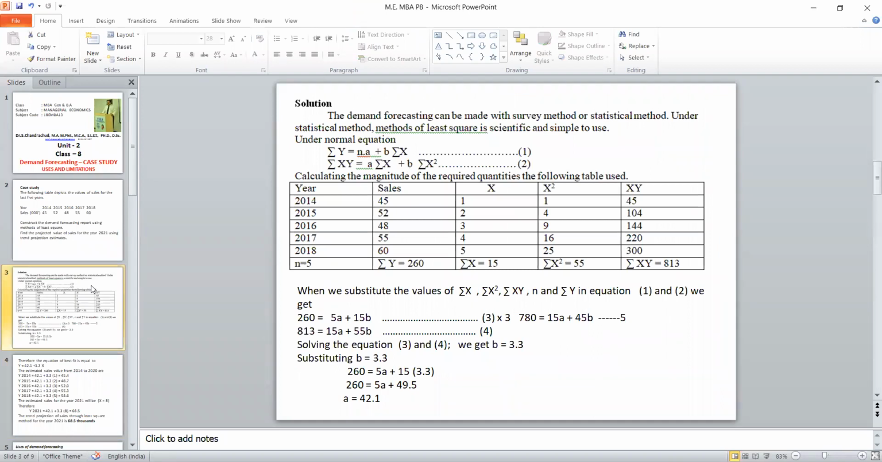That is, summation y equal to n into a plus b into summation x, and summation xy equal to a into summation x plus b into summation x squared. If you know these two equations, then it's a simple regression only. Then it is easy to solve. You just substitute the values, and it will come.